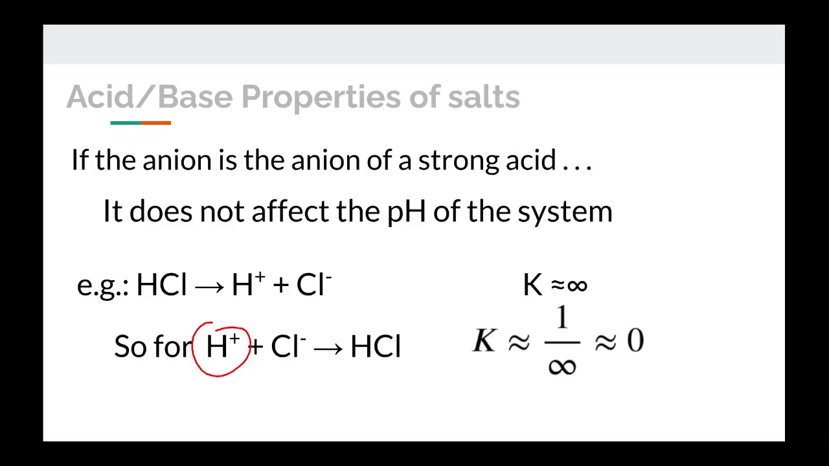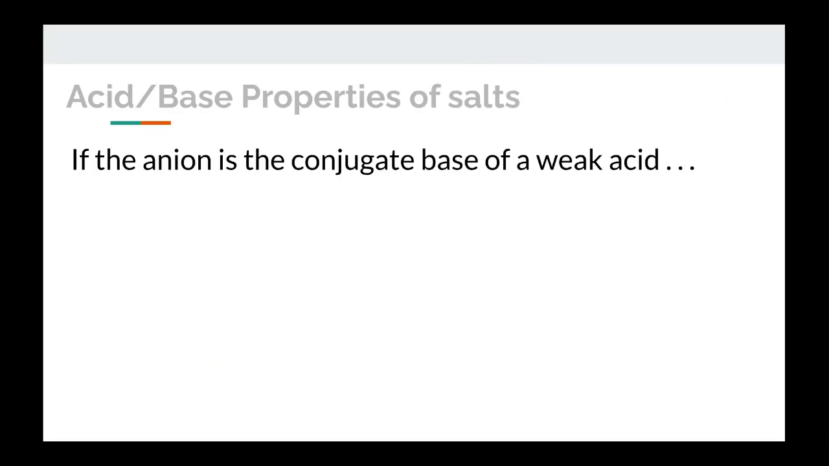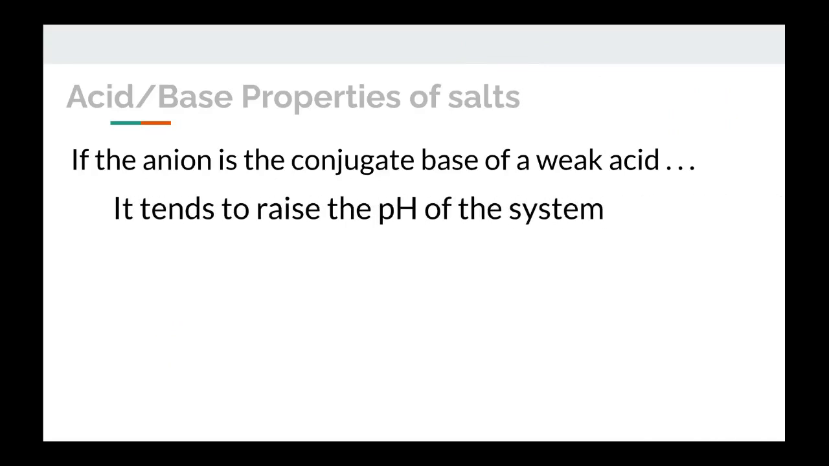So anions from the strong acids, and there's only 6 of them, remember, so these we're talking about Cl minus, I minus, Br minus, NO3 minus, SO4 2 minus, and then also ClO4 minus. Those are the anions from the 6 strong acids. If that's the anion in your salt, that is not going to affect the pH of the system. Another case you could have is an anion could be the conjugate base of a weak acid. If that's the case, like all bases, it would tend to raise the pH of the system.